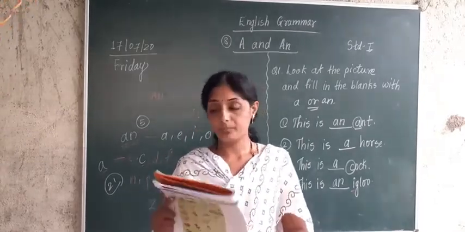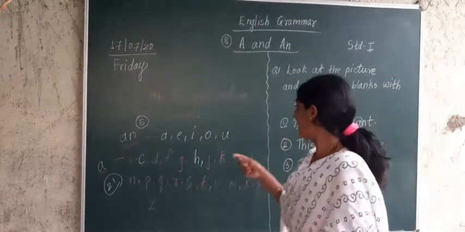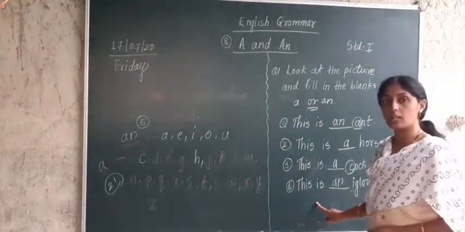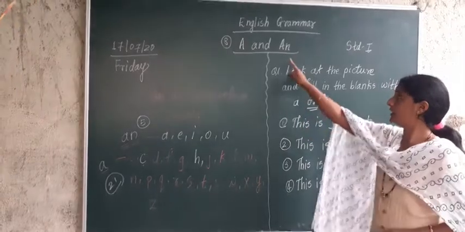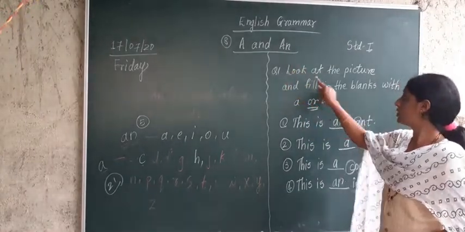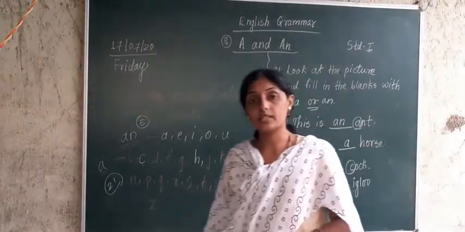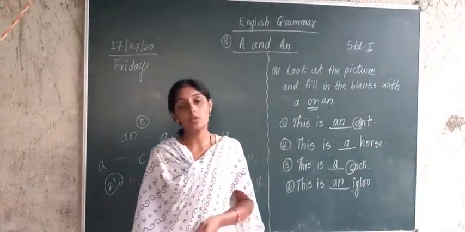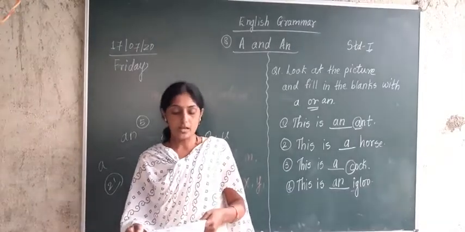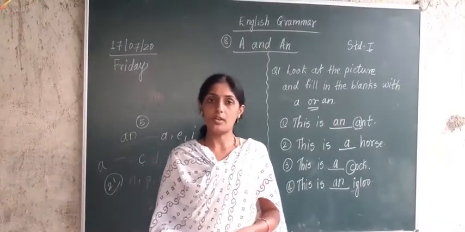What do you have to do? Today's homework is you have to write down these 4 sentences in your English grammar notebook. You have to write down the name of the lesson, question number 1, and write down the 4 sentences in your English grammar notebook. Okay? The remaining part of the lesson we will study tomorrow. Okay? Thank you.